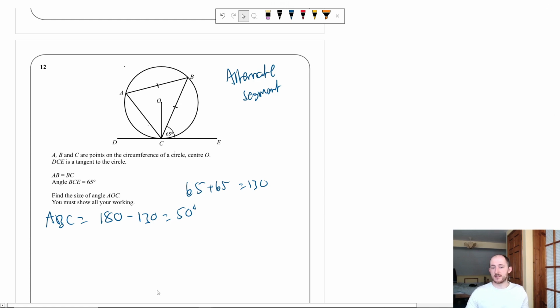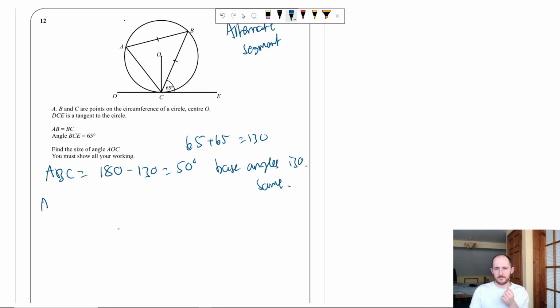Now, ABC, and the reason, okay, I should probably write base angles in isosceles triangle, base angles, iso, same, right? We know that, it's fine. DCA, or ACD, however you want to put it, equals ABC, which equals 50 degrees, because of alternate segment theorem, again. Can you see how the shape looks the same every time? Like, it's just a triangle inside a circle. Yeah? So that means this angle here is 50.